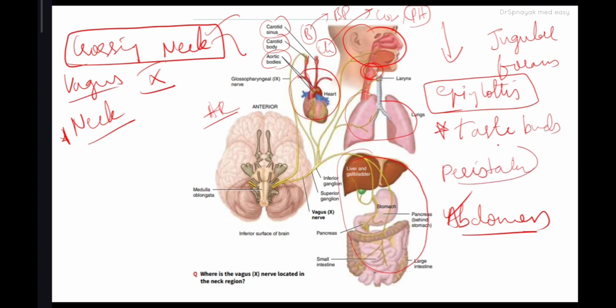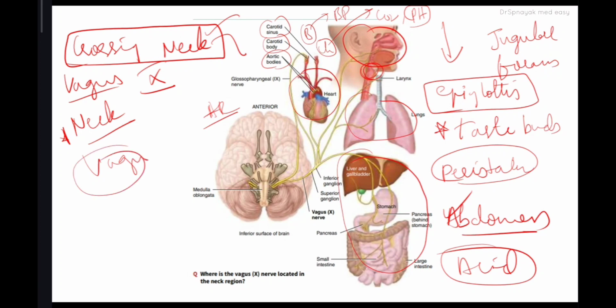Peristaltic movement. It helps in peristaltic movement, and along with that, it also helps in release of acid. Actually, in the GI tract, we have M3 receptors. It is a parasympathetic nerve. When the vagus nerve is activated in the stomach, it will release acid. Very, very important point.